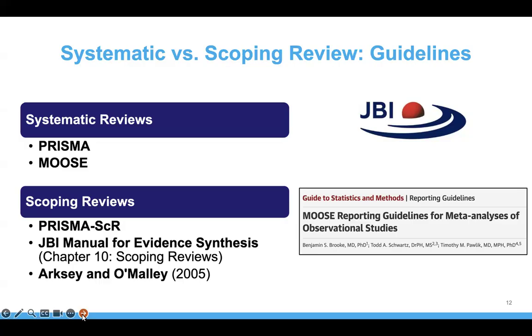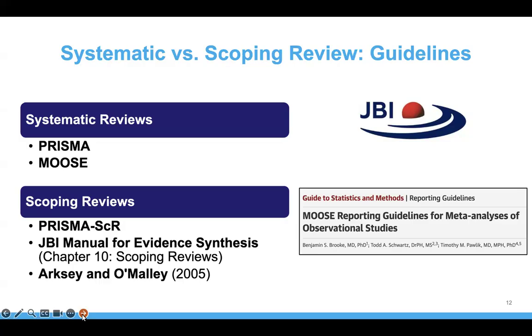Both reviews use PRISMA guidelines, which is the primary reporting guideline for systematic reviews, with PRISMA creating a separate checklist for scoping reviews named PRISMA-ScR. Now, in addition to PRISMA, systematic reviews also have what's called MOOSE guidelines, which can be used to report the meta-analyses of observational studies. So, if you're doing a systematic review and it's primarily focused on observational studies and you plan on conducting a meta-analysis, then you would use MOOSE to report the meta-analysis and what you did.